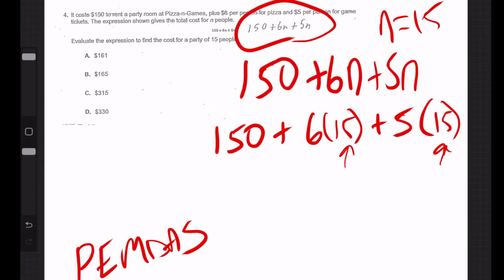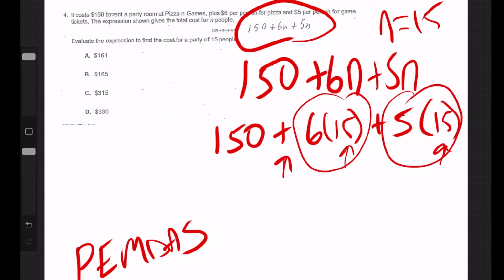Next, multiplication and division. Do we have multiplication and division? We sure do. We have addition right here, but we're not ready for addition, so we're going to move on. But right here, there's a multiplication problem, and right here, there's a multiplication problem. So we need to multiply those first before we do any addition. So I'm going to rewrite the problem, replacing the 6 times 15 and the 5 times 15 with actual numbers.